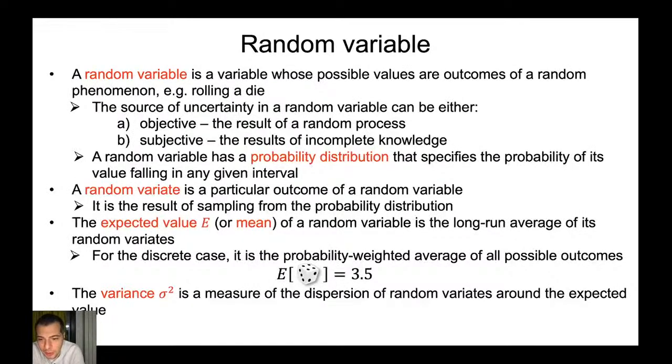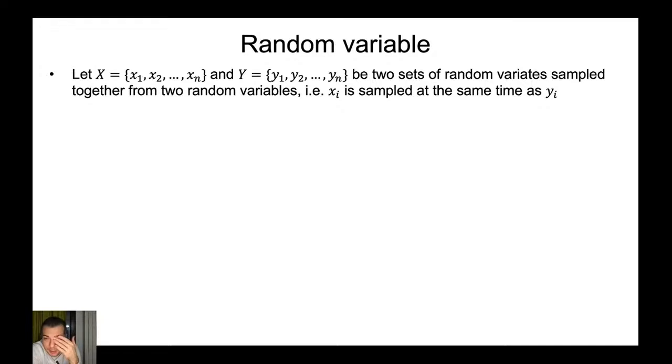Then we also have the variance, which is denoted by sigma squared. So here we have the notion of variance. This is the measure of dispersion of random variates around the expected value, so around the mean. The standard deviation is sigma, so the variance is sigma squared. It's the square of the standard deviation.